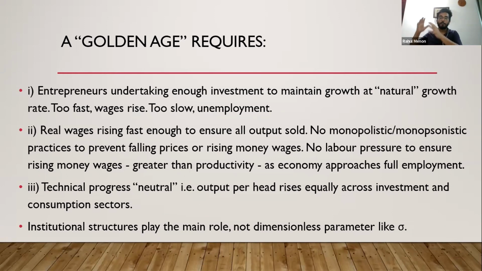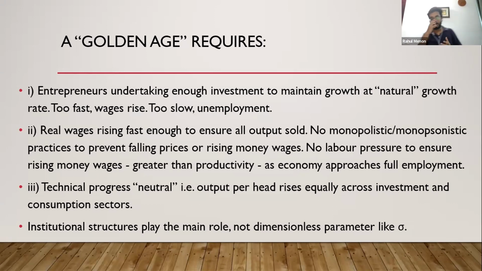For instance, if the economy has to be maintained at full employment, all of these things have to be satisfied. Entrepreneurs have to be making enough investment to maintain growth at the natural rate. Too fast, the economy overheats. Too slow, unemployment occurs. Real wages have to be rising fast enough to ensure all output is sold. So either money wages are rising or prices are falling. Therefore, you cannot have monopolies that stop the fall in prices. You cannot have monopsonies to halt the rise in money wages. And we know that in the modern world, we see both. You cannot have union pressures that push wages at a very fast rate as the economy is approaching full employment.